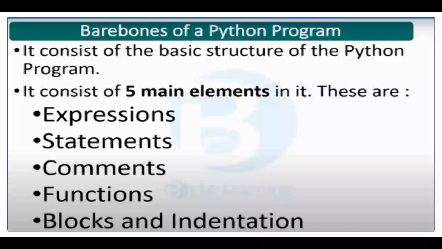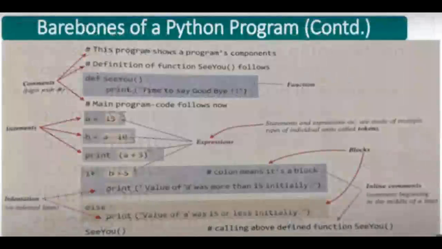Starting with the bare bones of a Python program, I want to say that a Python program consists of five main elements. Whenever we write a Python program, we can have these five basic elements: expressions, statements, comments, functions, and blocks and indentation. Let me explain these five elements one by one, but before that I want to show you these elements in a Python program.